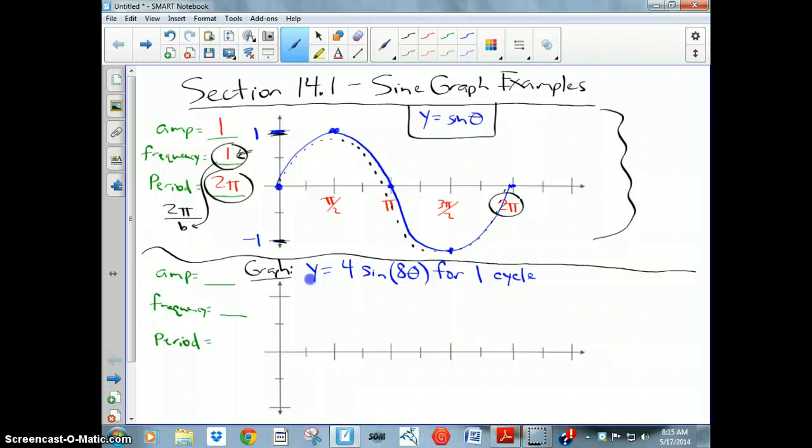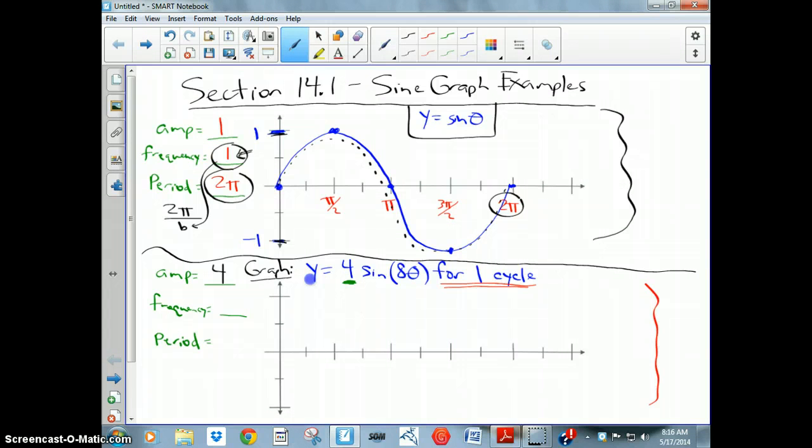All right, hopefully you got a sheet of graph paper that you picked up during class, or you can draw this in your notes. But I'm going to be down here on the bottom, where I put the red squiggly line. And what we're going to do is graph y equals 4 sine 8 theta for one cycle only. Make sure you always read the directions. We want one cycle. From a prior video, we know that the amplitude is the a value. The amplitude is going to be 4.